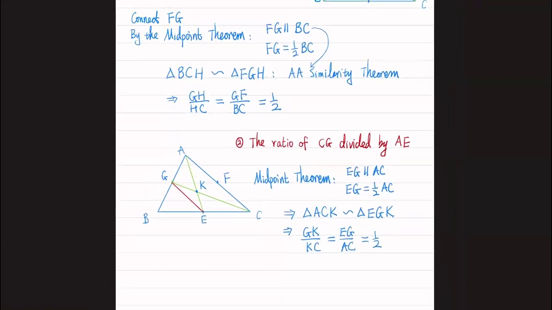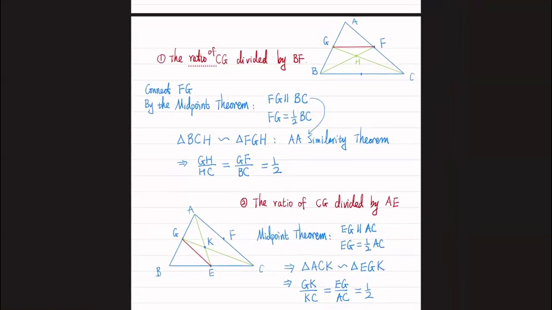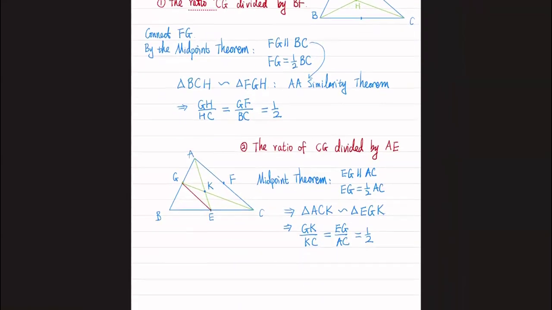Okay, now let's see what we have done. This median divides this median into the ratio 1 to 2, or 1/2. This median divides the same median into 1 to 2, or 1/2. So these two medians divided it into the same ratio. So the two intersection points must be the same.